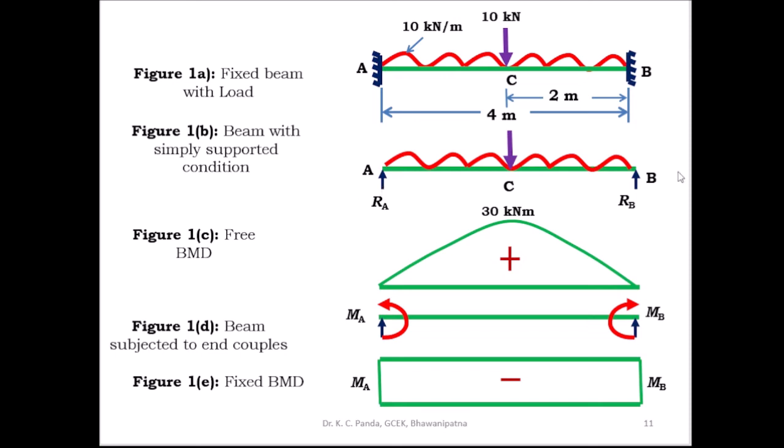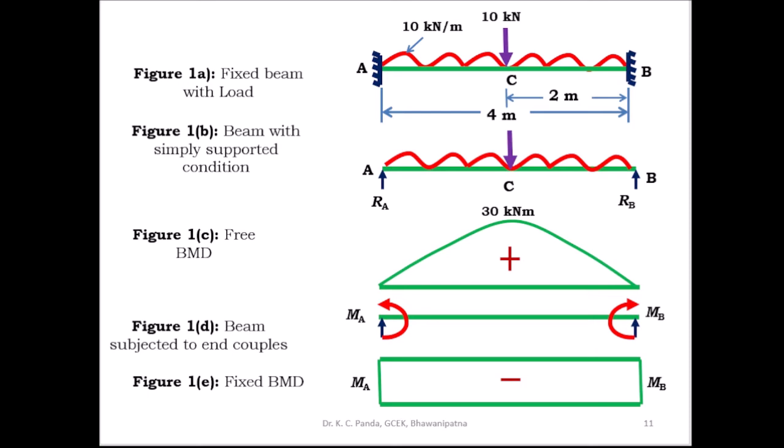For RB, here you take the moment about A. RB into 4 meter is anti-clockwise, and due to the loads, the moment is clockwise. Due to the point load at the midpoint, the moment at end A is equal to 10 into 2, and due to the UDL, the moment at end A is equal to 10 into 4 into 2. But these two moments are clockwise, so they are negative, and this moment RB into 4 is positive.